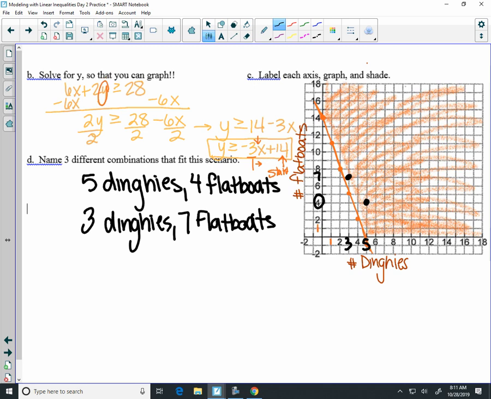All right, that's your first linear inequality. I hope that was helpful and got you started. Try number 2.